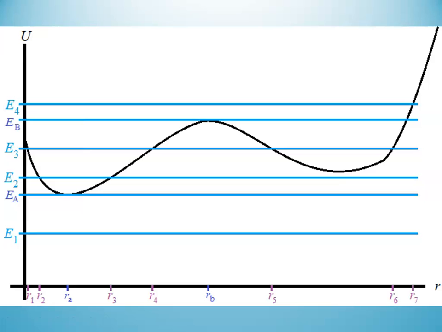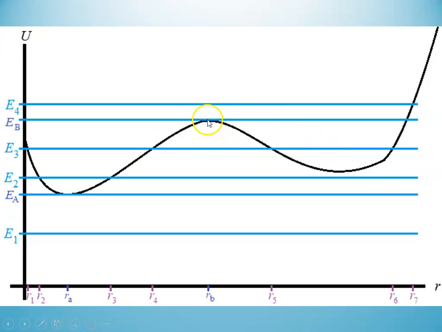Whereas if it has energy E sub B, what if you put it at R sub B? R sub B is a point of what we call unstable equilibrium. Because if you just barely nudge the particle to the right, it's going to end up going off toward the right and then turning around just past R6 because you've given it a hair of kinetic energy there, and then come back and slow down to almost stop at R sub B and then go forward back and repeat the process.